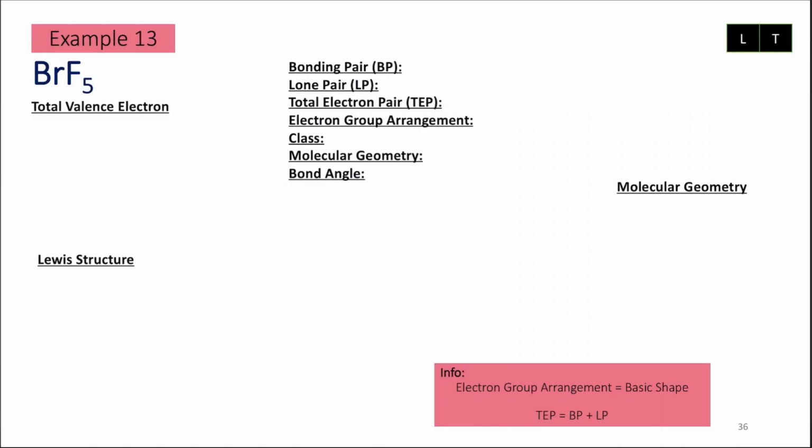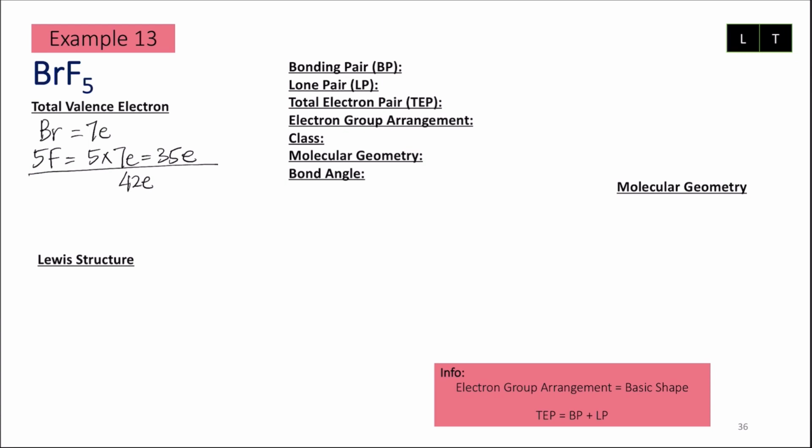Let's try a few examples here. We go for example 13 first. So I'm going to draw the molecular geometry for BrF5. First thing first, we are going to draw the Lewis structure. So I have Br with 7 electrons and then 5 fluorine means 5 times 7 electrons, I have 35 electrons. So the total will be 42 electrons.